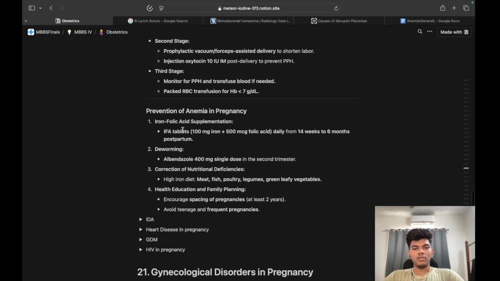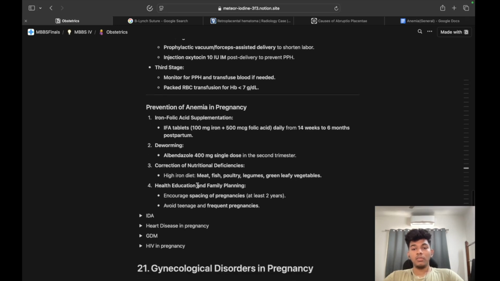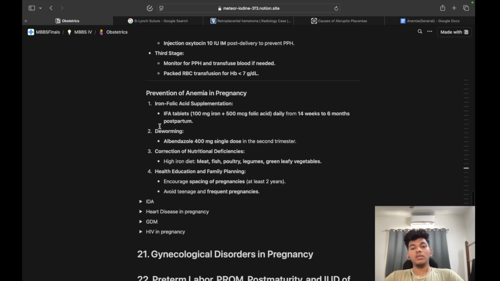Coming to the prevention of anemia, there is iron folic acid supplementation, deworming, correction of nutritional deficiencies, and health education and family planning. First, IFA: 100 milligram iron plus 500 microgram folic acid daily from 14 weeks to 6 months postpartum.